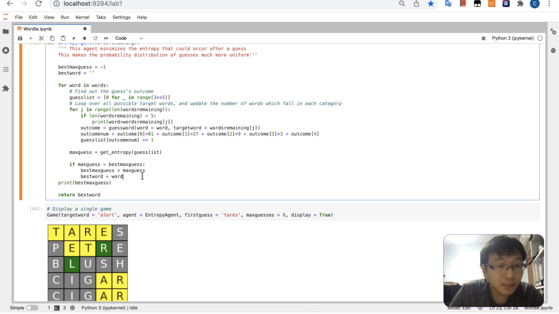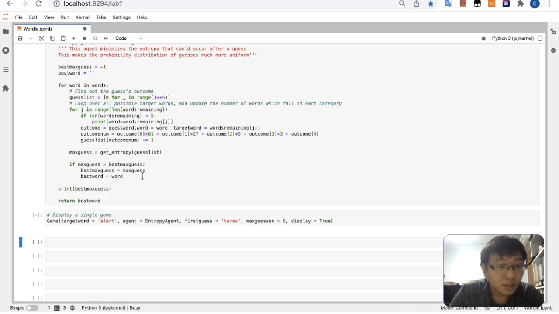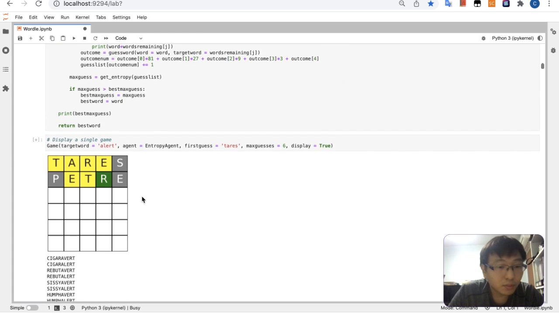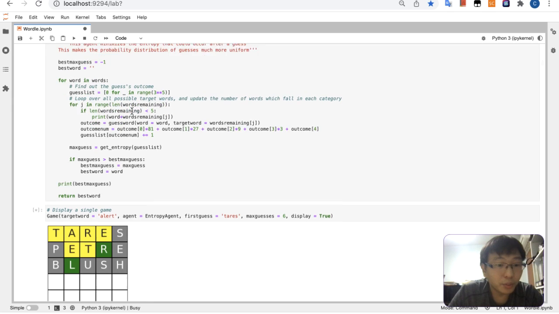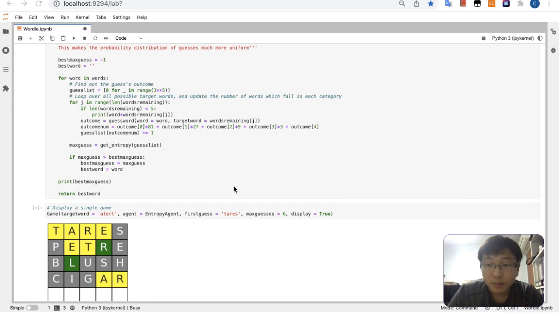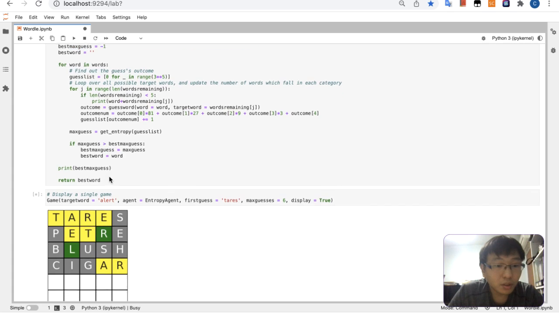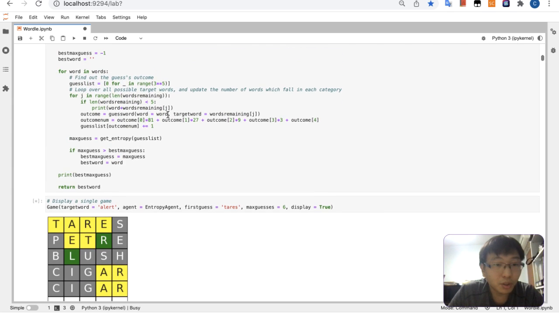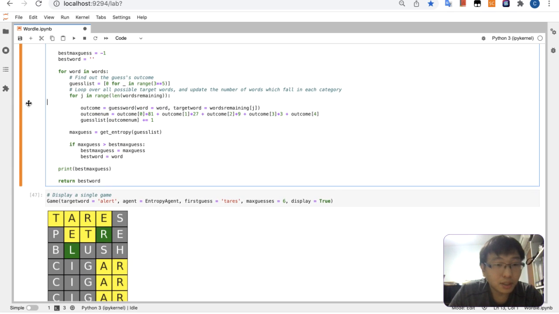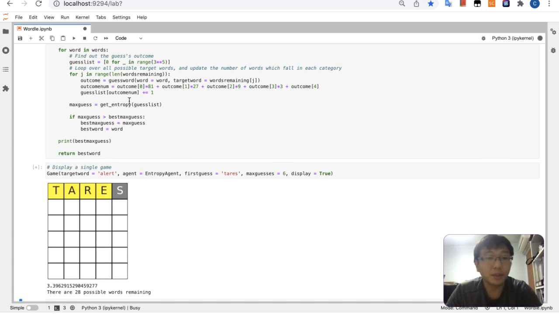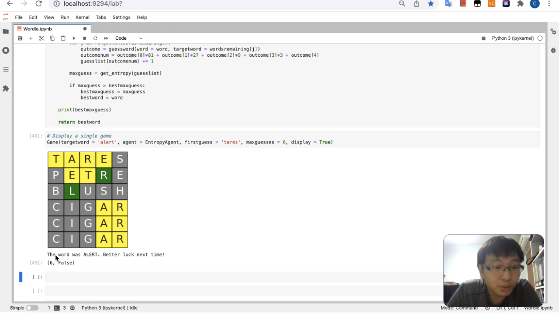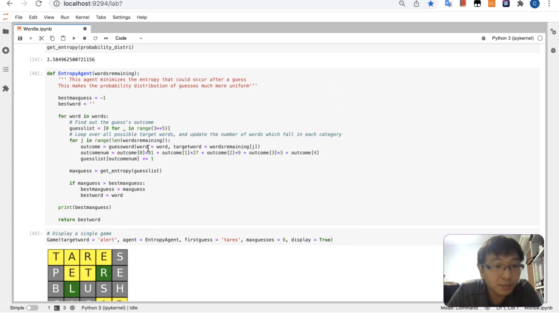Let's print out best max guess. Okay, I just want to see. Okay, we probably need to remove the... yeah, so the last part is wrong. It's something to do with the words that we have. If we put this as words remaining, there's no problem here. It's only when it's words that there's a problem. See, zero. There's one possible word remaining.